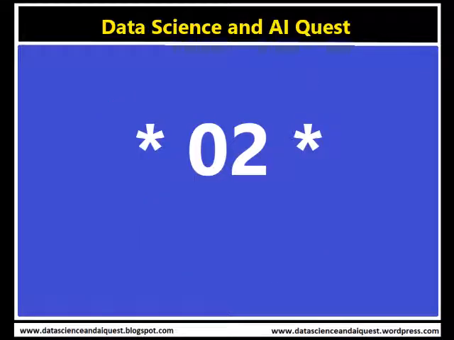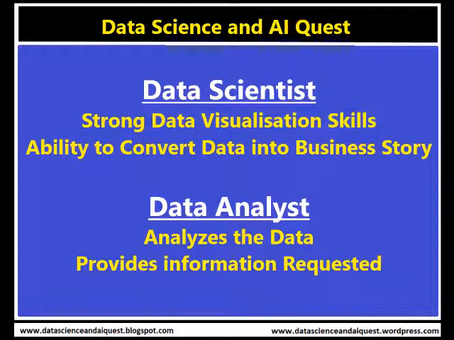Point number 2. A data scientist would need to have very strong data visualization skills and the ability to convert data into a business story. Whereas a data analyst simply analyzes the data and provides information requested by the team.